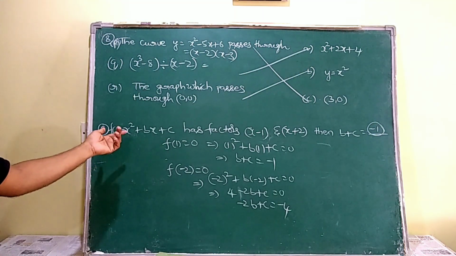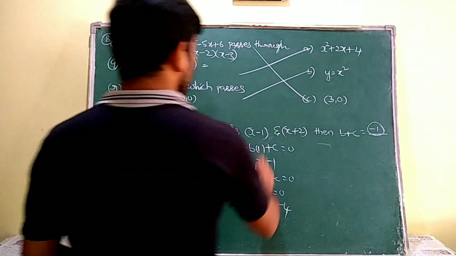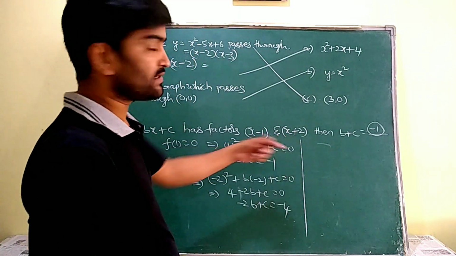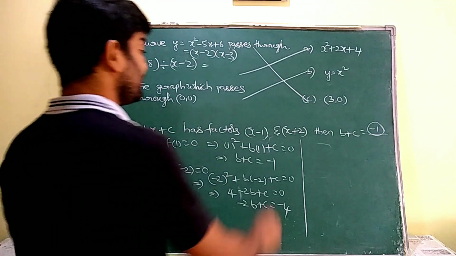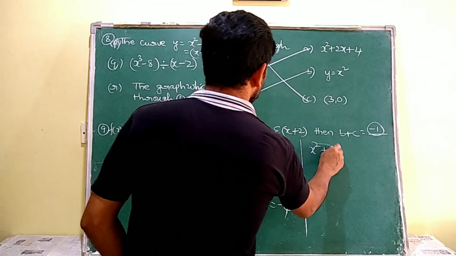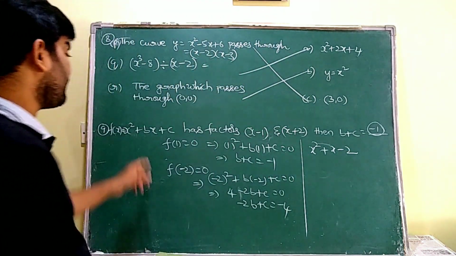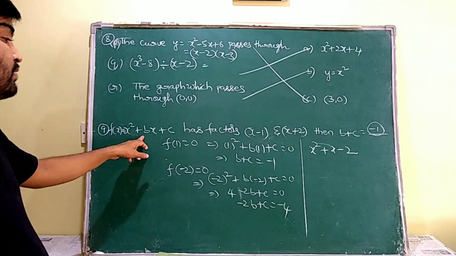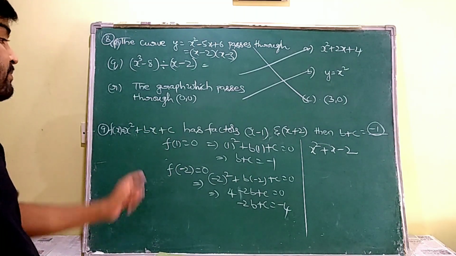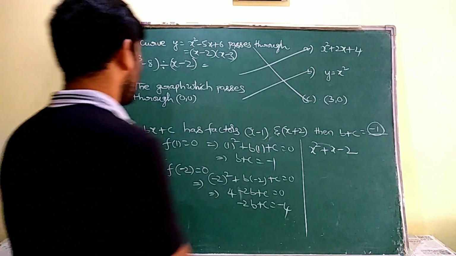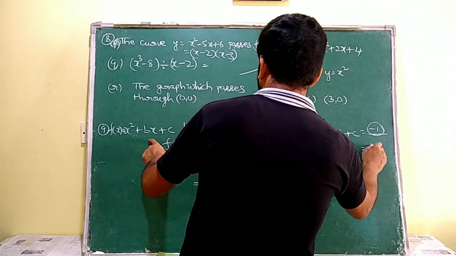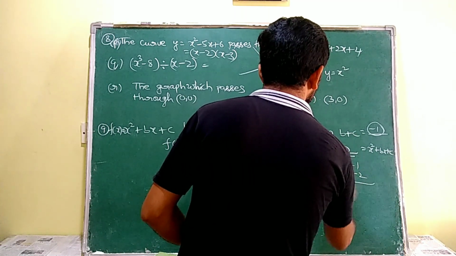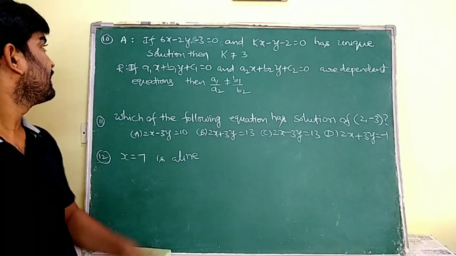Else you may find the value of b and c directly. Multiply these two factors, which gives us the polynomial x square plus x minus 2. By comparing the given polynomial with the obtained polynomial, x square plus bx plus c, b is equal to 1, c is equal to minus 2. So b plus c is equal to minus 1.